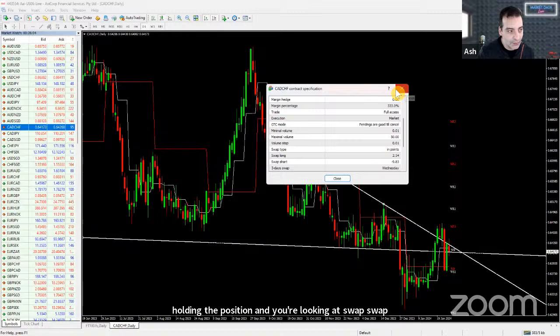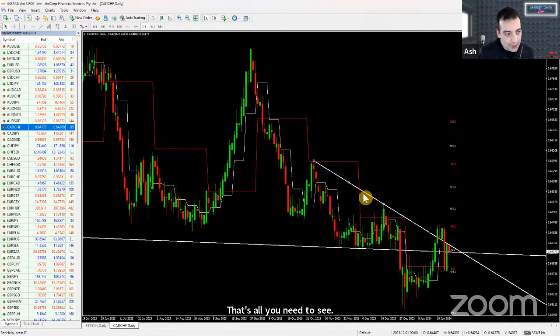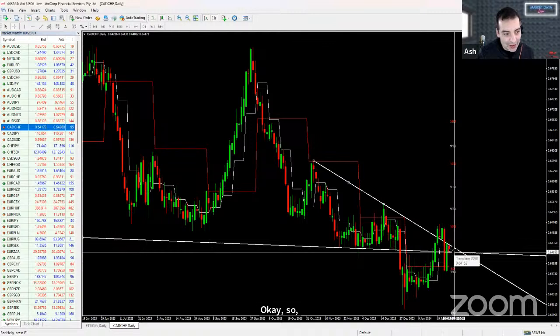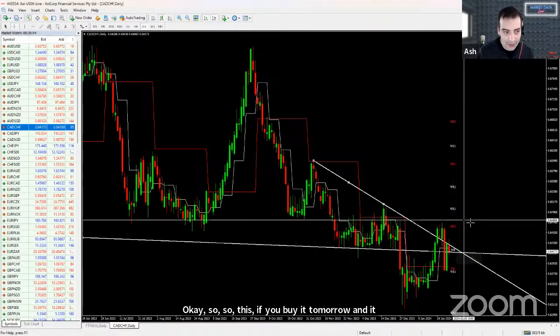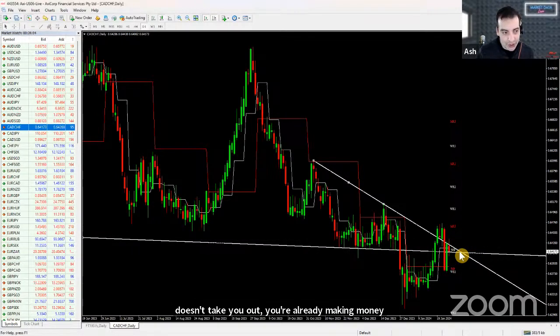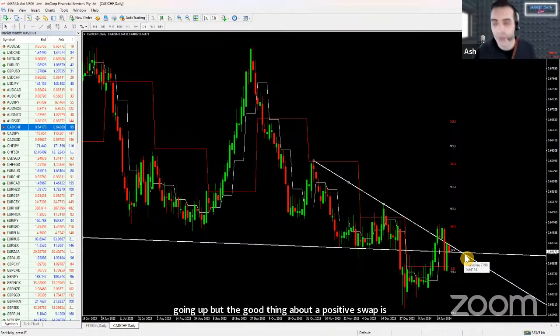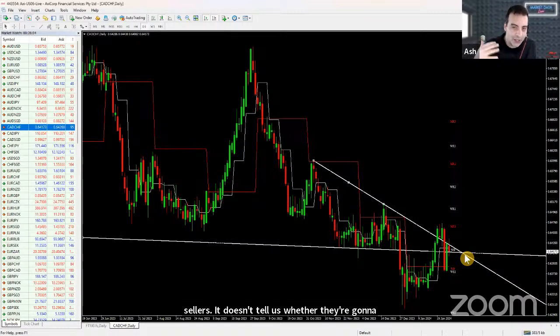Okay, so if you buy it tomorrow and it doesn't take you out, you're already making money. Now, that doesn't mean you should buy it, because you still want to see price action which suggests it's going up. But the good thing about a positive swap is you can be a little bit more confident, because the thing about the market is you don't know the timing. Our signal to get into a market really just tells us whether we've got some buyers or sellers.